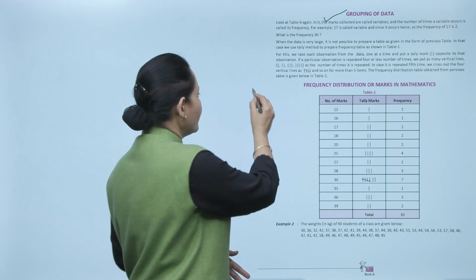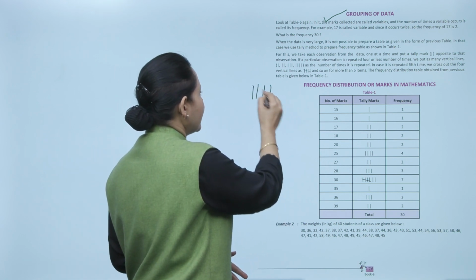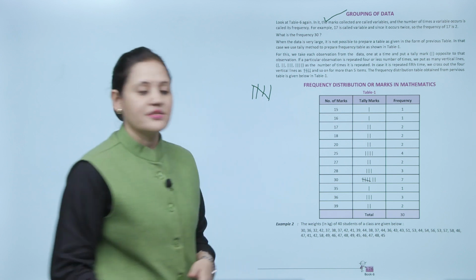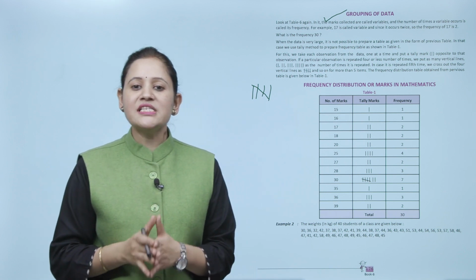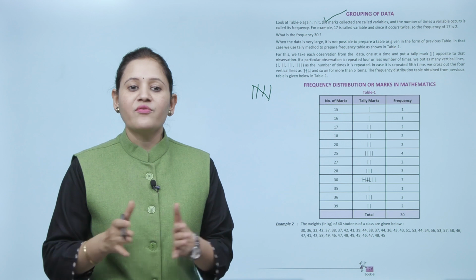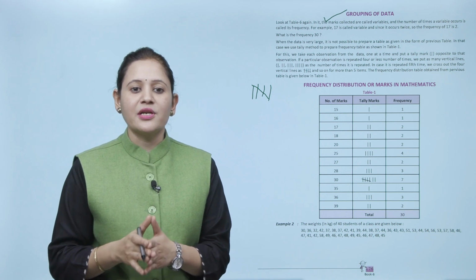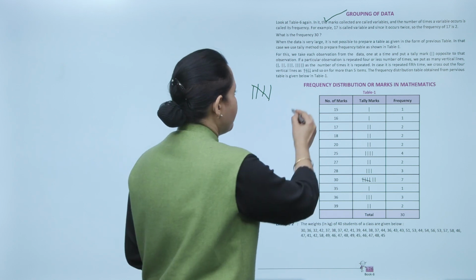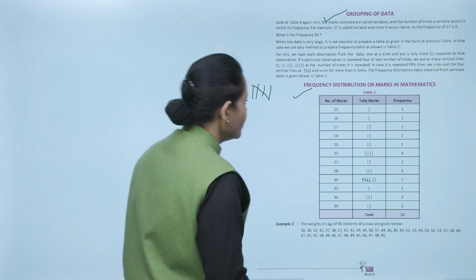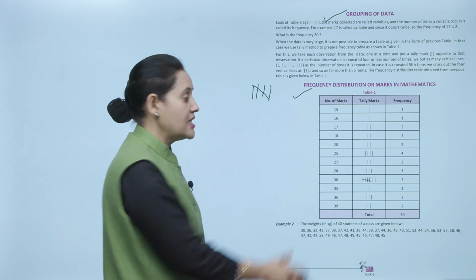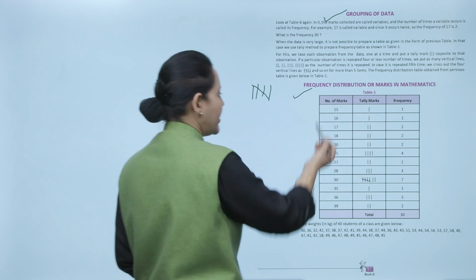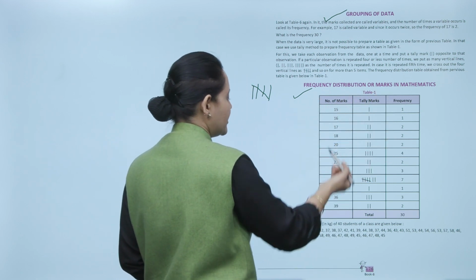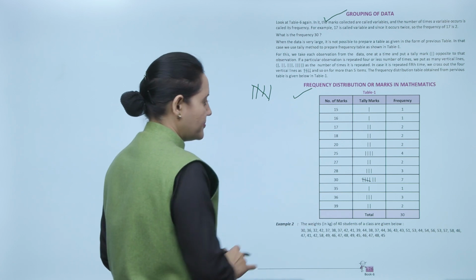For 5, what will we do? 4 vertical lines and then 1 cross. The frequency distribution table obtained from the previous table is given below in table 1. So, this is the frequency distribution of marks in a mathematics test. Here we have number of marks, tally marks, and frequency. Number of marks: 15, 16, 17, up to 39.